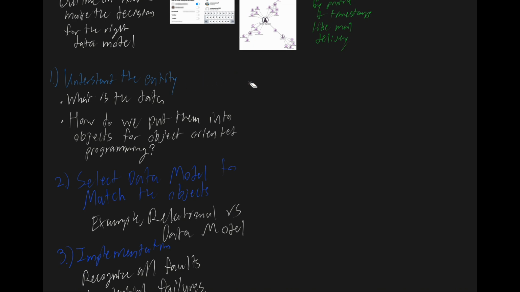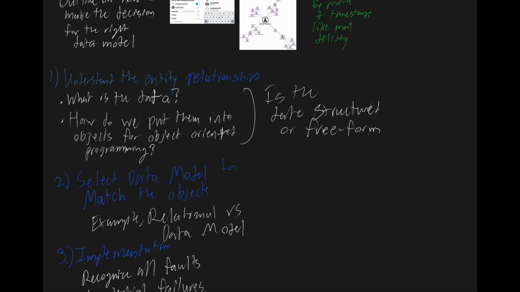Just clean this up. What is the data? How do we put them into objects for object-oriented programming? And we will first assess the features requirements to understand the relationships between different pieces of content. And does the relationship data have a clear structure, or is it more free form? So, is the data structured or free form?